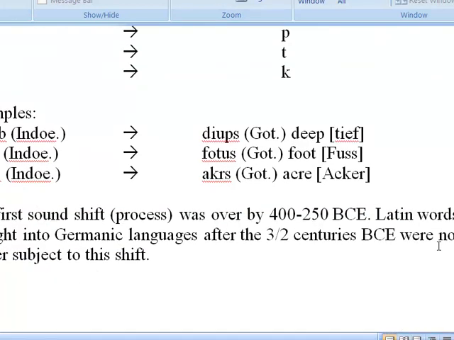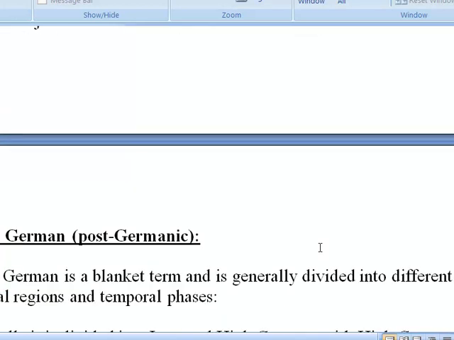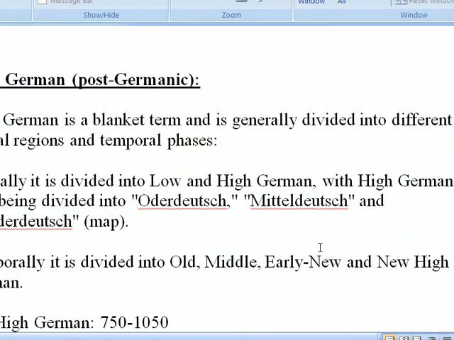So this first sound shift was over by around 400 to 250 BCE. Latin words brought into Germanic languages after this time were no longer subject to this shift. So you'll see some Latin words that don't have these characteristics, and that just means that they were imported into German a little bit later.